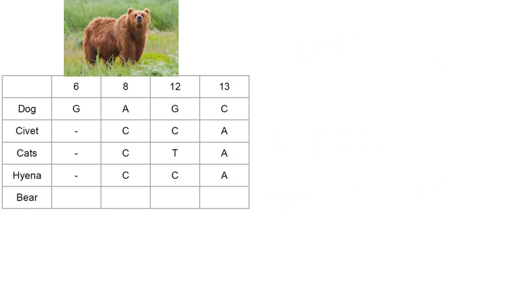Let's add another species to our matrix. Let's add a bear, and let's say it is G, G, G, C.